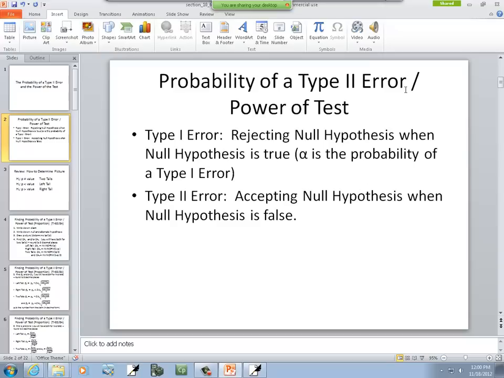Okay. Now, probability of a type 2 error, power of a test. Type 1 error, this is rejecting the null hypothesis when the null hypothesis is true. Alpha is the probability of a type 1 error. Now, type 2 error, this is what we're going to be finding here, and the power of the test. This is accepting a null hypothesis when the null hypothesis is false.